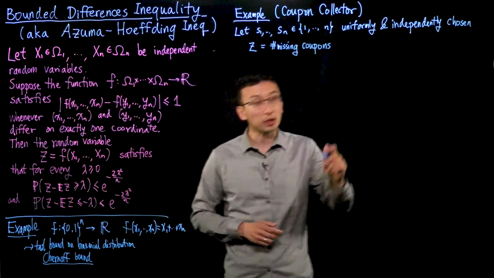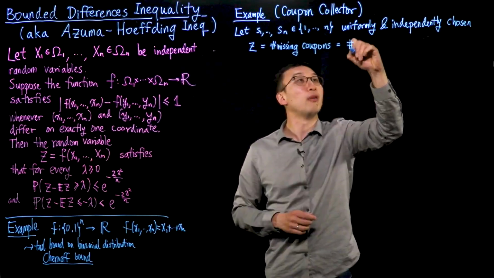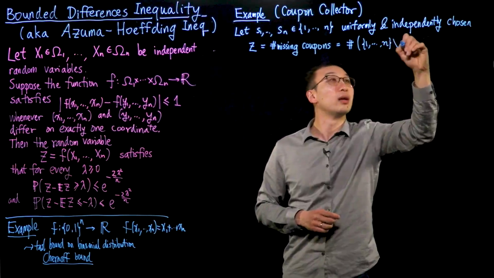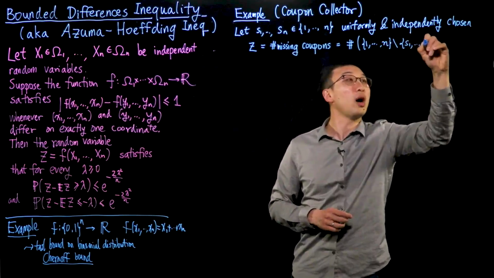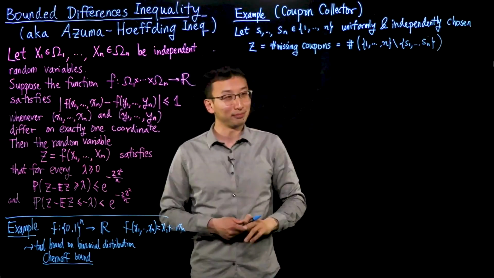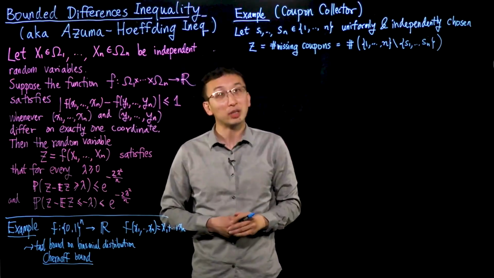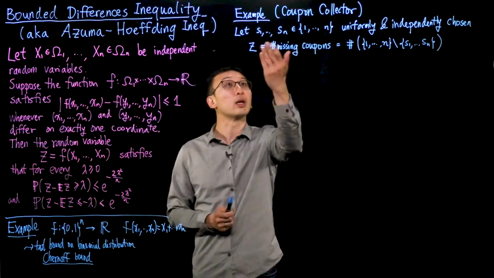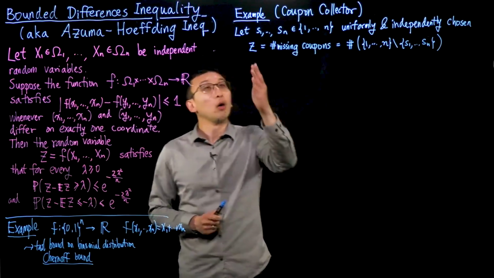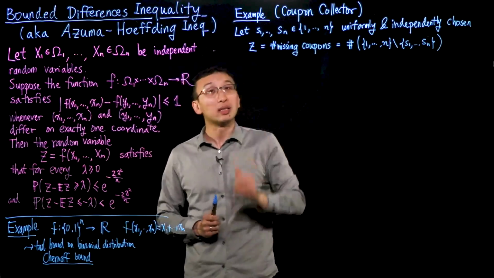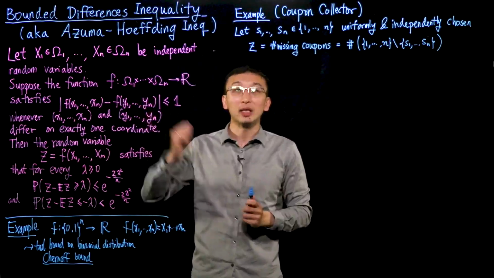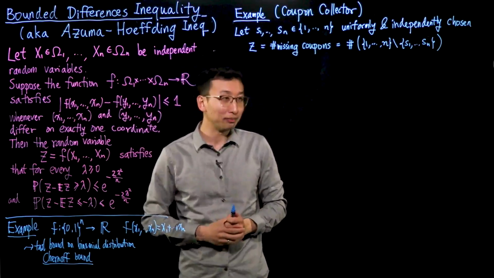In other words, this is the number of elements of 1 through n that are not among the elements S1 through Sn. So this is the number of missing coupons. It is a random variable because S1 through Sn are random. We wish to understand how Z is concentrated around its mean. And for that, we can apply the bounded differences inequality.